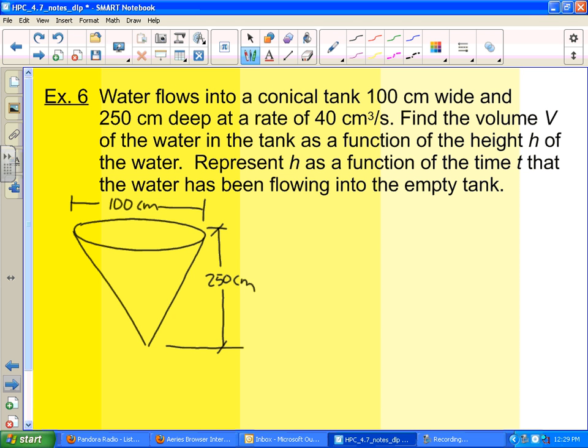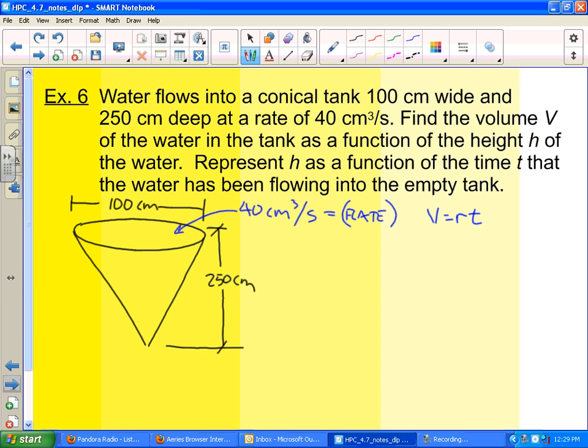What else do we know? We got water flowing in here at 40 cubic centimeters per second. What is that? It is a rate. So this is a rate. That's going to come into play when we write our problem. Which means I can express volume as equal to a rate times a time. There's part of the trick to the problem right there. And then find the volume of the tank as a function of the height of the water.